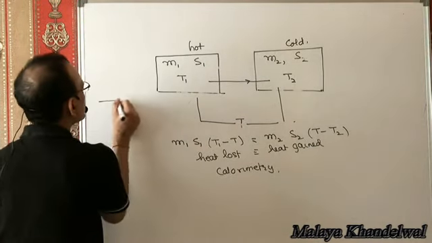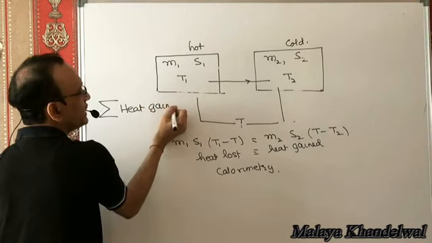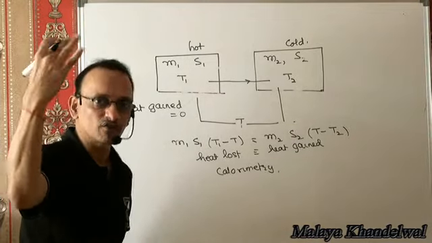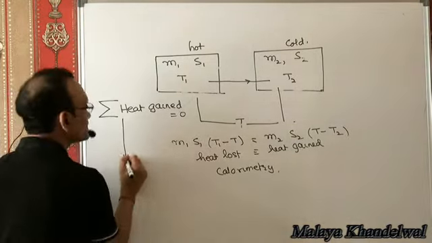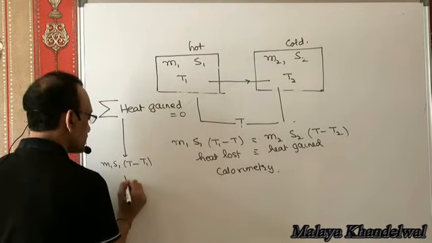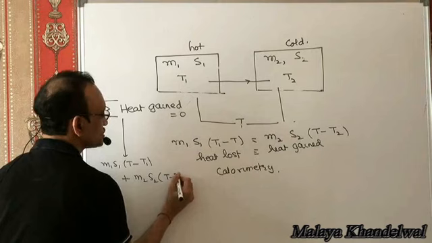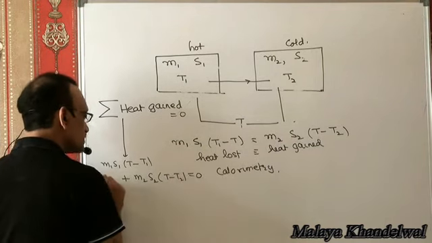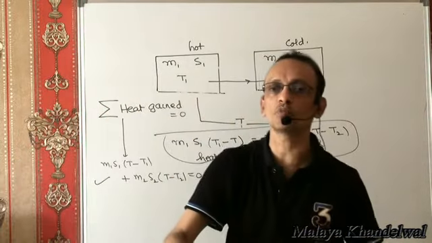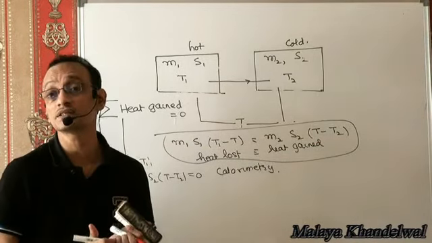Or we can even say the summation of heat gained is 0, as if both bodies are gaining heat. Of course, one would be positive, the other one would be negative. That means heat gained by this is m1 s1 into T minus T1, plus heat gained by this is m2 s2 into T minus T2, and that is equal to 0. Realize that this statement is essentially the same as the previous statement. When you do not know whether T1 is more or T2 is more, assume that both are gaining heat, and the algebraic sum of the heats gained by both must be 0.